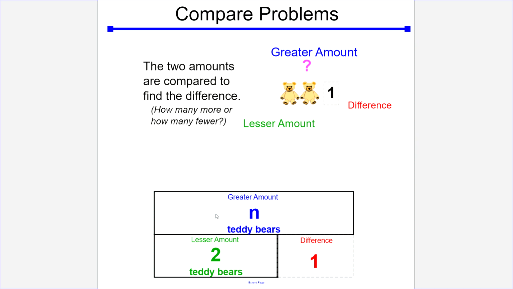Go ahead, third grade, and let's think about this teddy bear problem. We know that the greater amount is unknown. So in the greater amount, I'll write n teddy bears. We do know the lesser amount. It's 2 teddy bears. We also know that the difference between the greater amount and the lesser amount is 1. So I'll write that as well.